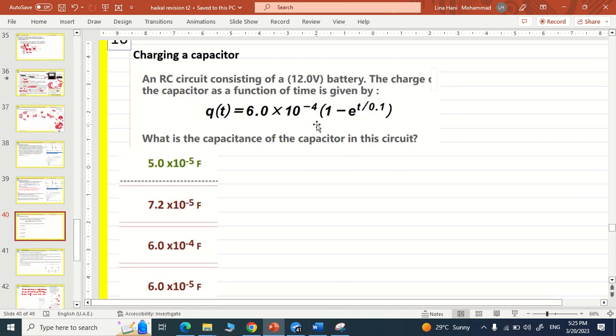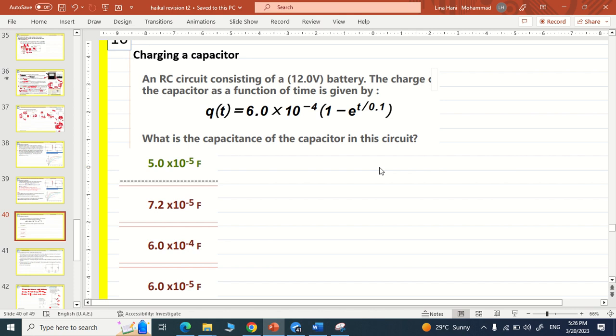Question says, an RC circuit consists of a 12-volt battery. The charge on the capacitor as a function of time is given by Qt equals 6 times 10 to the power of minus 4, times 1 minus e to the power of minus t over 0.1. The question says, what is the capacitance of the capacitor in the circuit?